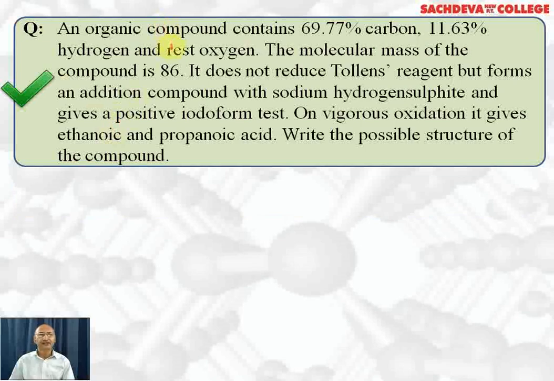This question is an analytical question, a higher order thinking problem. An organic compound contains 69.77% carbon, 11.63% hydrogen, and the rest is oxygen. The molecular mass of the compound is 86. It does not reduce Tollens reagent, meaning it does not have an aldehyde group, but forms an addition compound with sodium hydrogen sulfite, meaning it is a ketone. It gives a positive iodoform test, meaning it is a methyl ketone. On vigorous oxidation, it gives ethanoic acid and propanoic acid. It means the ketone contains 5 carbon atoms and the keto group is at the second carbon. Write the possible structure of the compound.